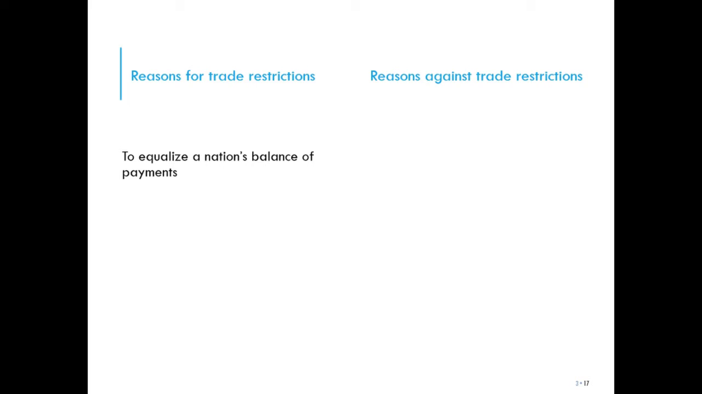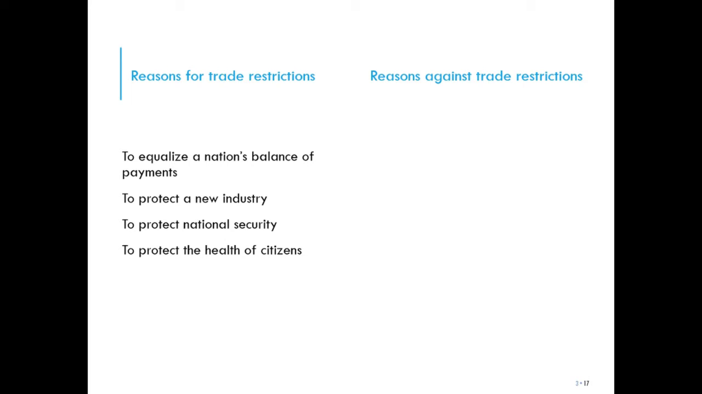This is necessary to restore confidence in a country's monetary system, to protect a new industry that might not be strong, to support international competition, and for protection of national security. Here, restrictions usually apply to technological products that must be kept out of the hands of potential enemies. Trade is also restricted to protect the health of citizens, for instance from contaminated agricultural products, to retaliate in response to another country's restrictions, and to protect domestic jobs in industries that cannot compete with international companies.